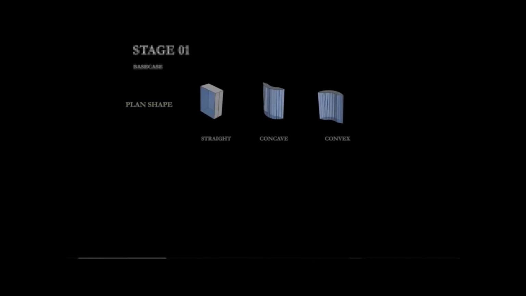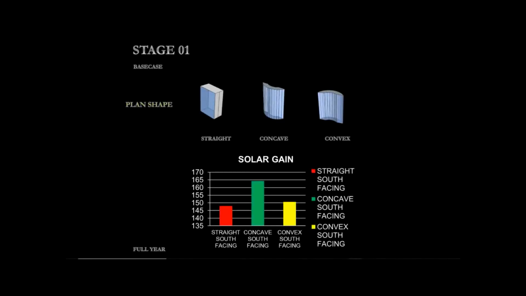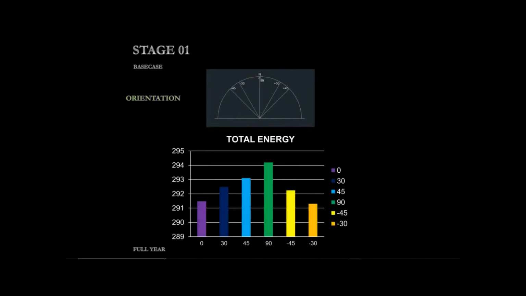Stage 1. Containers were arranged in the following manner. It was observed that the concave arrangement gave better results in solar gain to enhance passive techniques. As per the orientation, 30 degrees from the perpendicular gave better results in total energy.